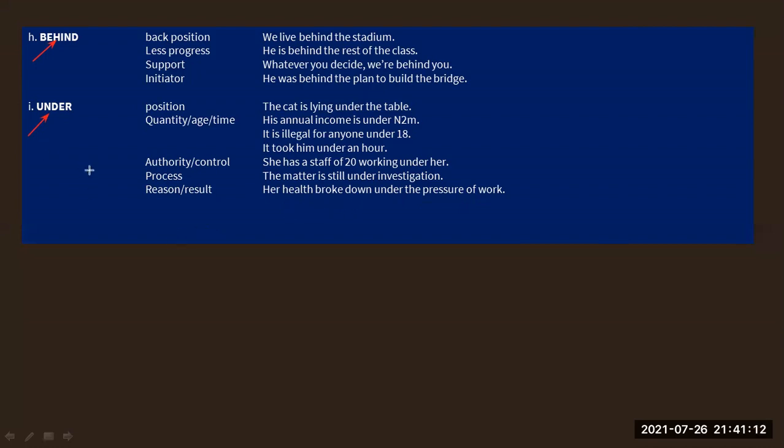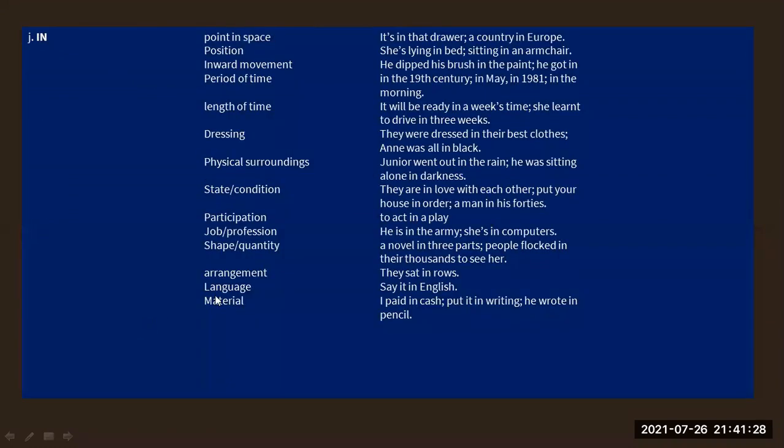All right, so these are the specific uses of these various prepositions. So let's go to the next place and see how we can quickly round off. We have in. We talked about in among the big three, but here we discover that there are so many uses of in, and it's important you take note of them.